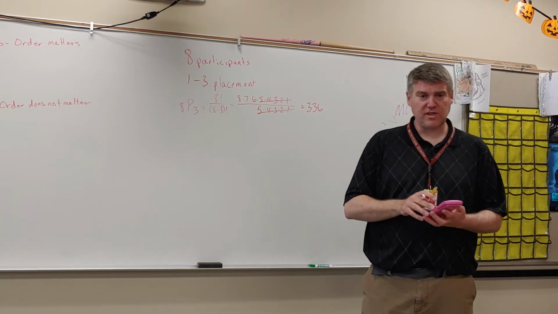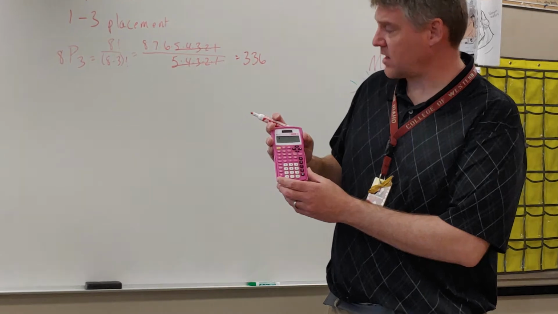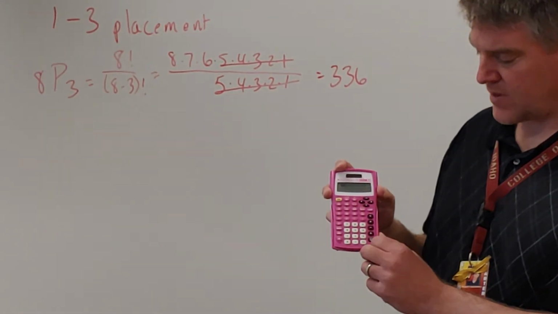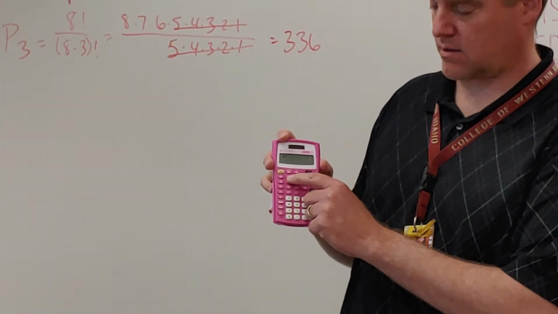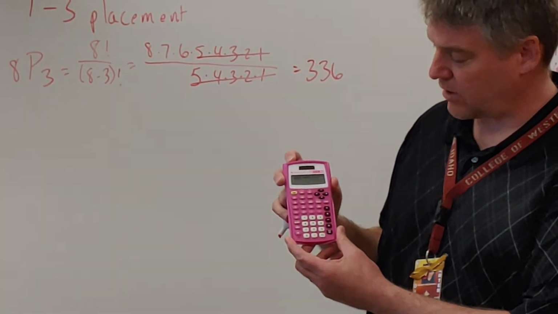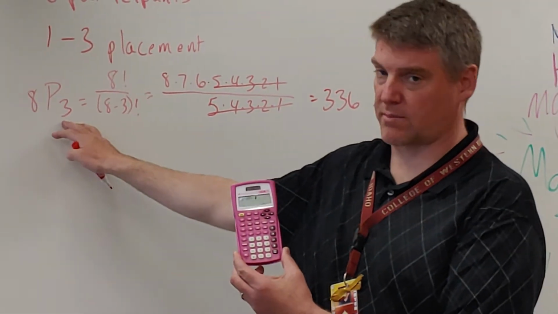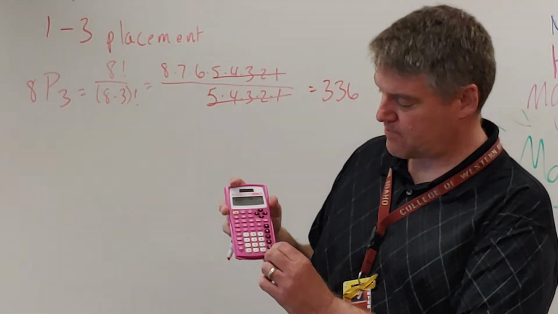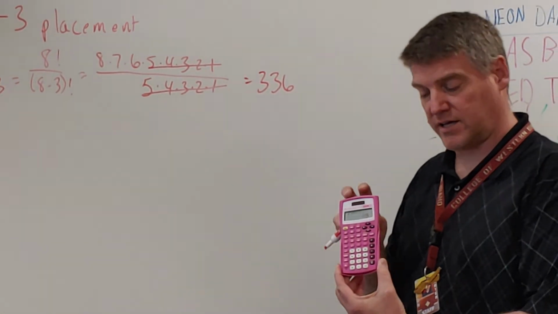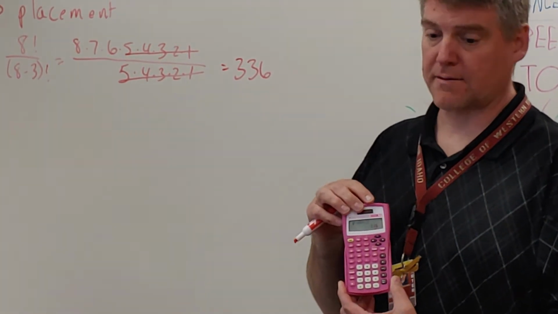Now, if I was going to do that same thing on my calculator, I'm going to type in my 8 first, and then I'm going to go to my PRB button. You notice there's an nPr, nCr, and factorial. So I'm going to choose the nPr by hitting enter, and then I'm going to pick how many people I'm choosing, which is 3. So I'm going to hit 3, and then hit enter again, and it gives me the 336. It's very nice that you can use the calculator to get it really quick.